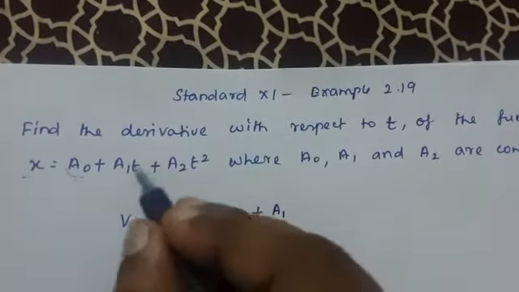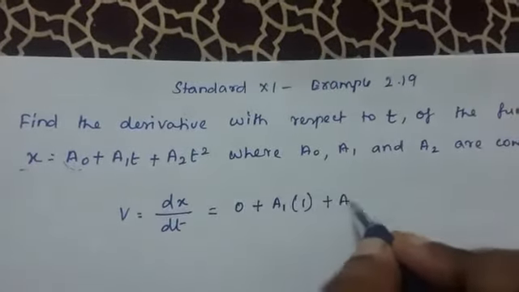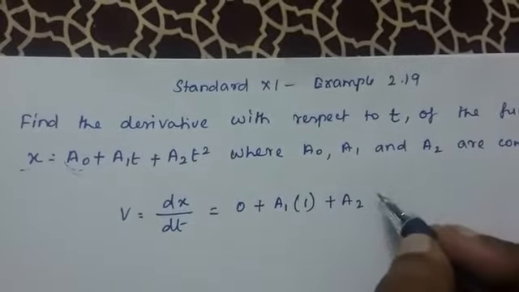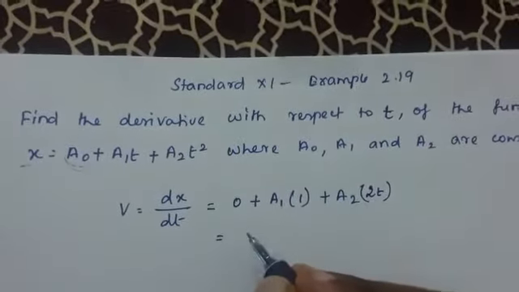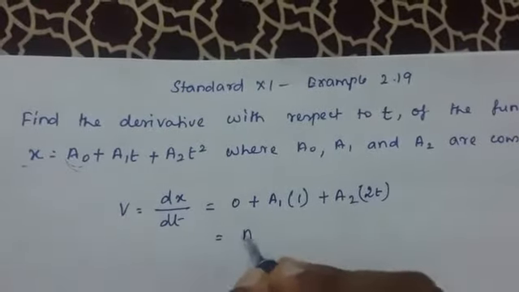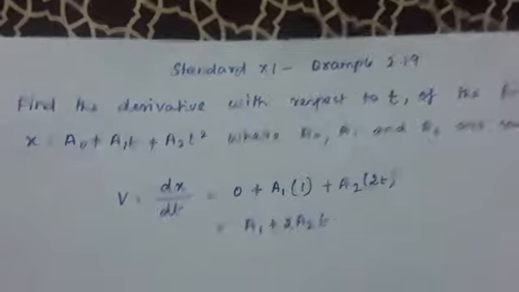Now here we can write a1 into differentiation of t. Differentiation of t is 1. Now plus a2 into differentiation of t square. Differentiation of t square is 2t. So what you are getting is dx by dt is equal to a1 plus 2a2 into t.